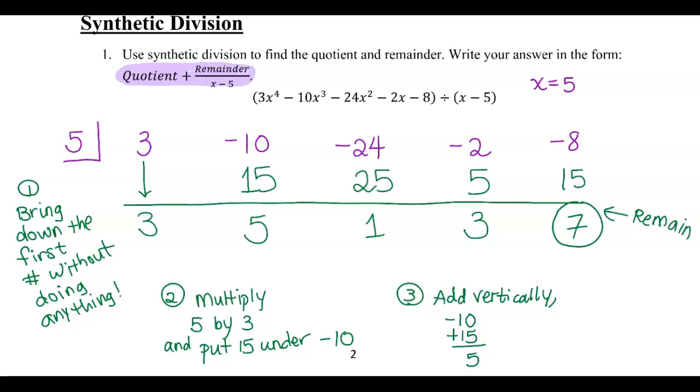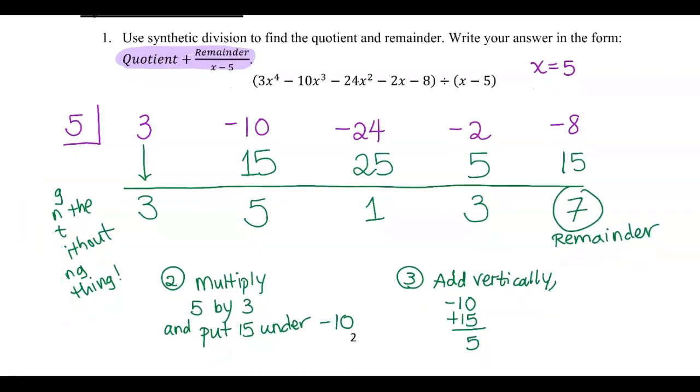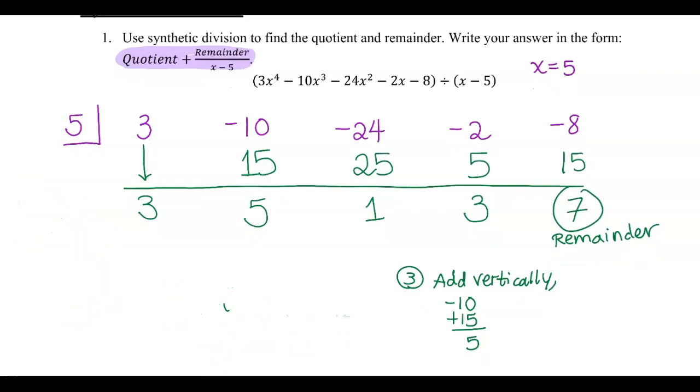Uh-oh, I'm out of room. The last number that you get is the remainder, guys. Okay? And let me erase this work so that I can write my answer. So if that's the remainder, what is my quotient? Watch very carefully, okay?